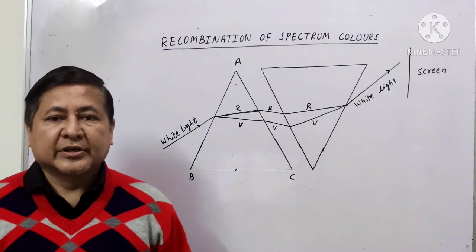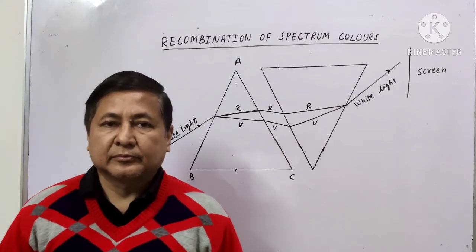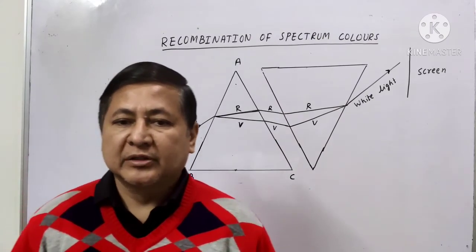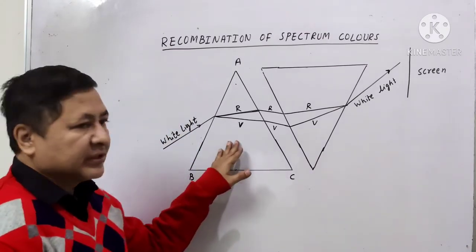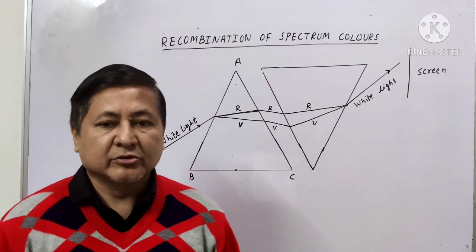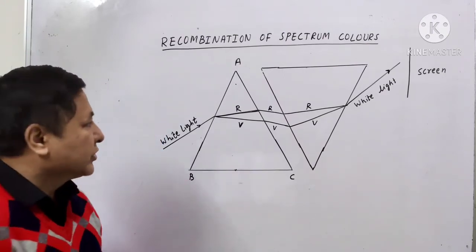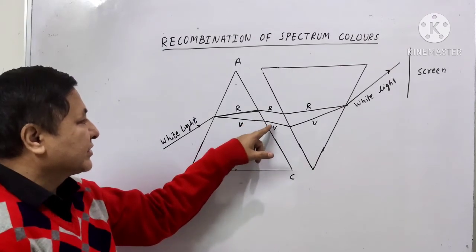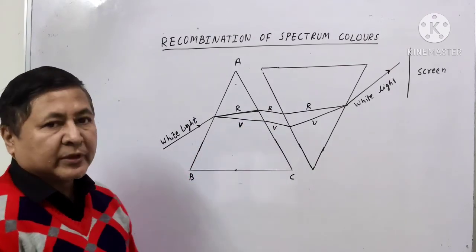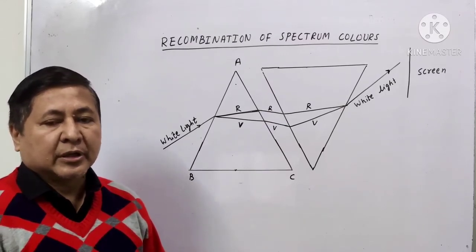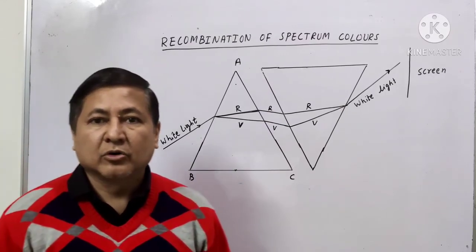Now let us study the recombination of spectral colors. Isaac Newton was the first to use a glass prism to obtain the spectrum of sunlight that we have seen earlier. Now he tried to split the colors of the spectrum using another similar prism. The colors that we have received here, from violet to red, he tried to split further by putting a similar prism. However, he could not get any more colors.